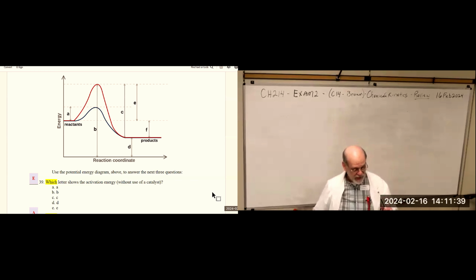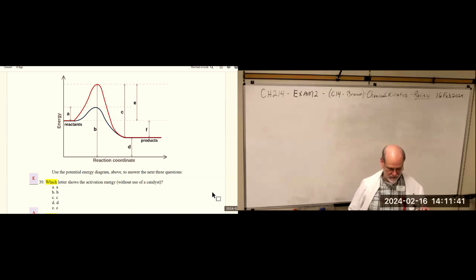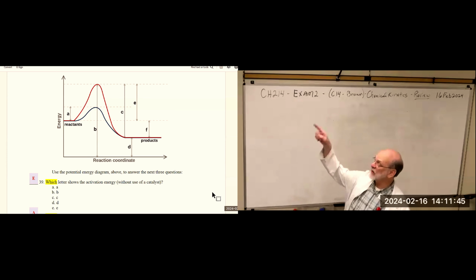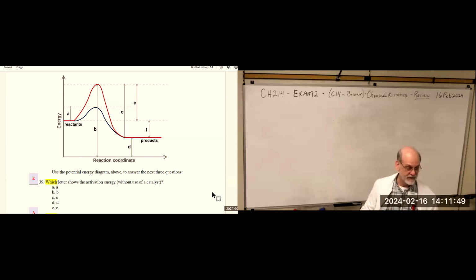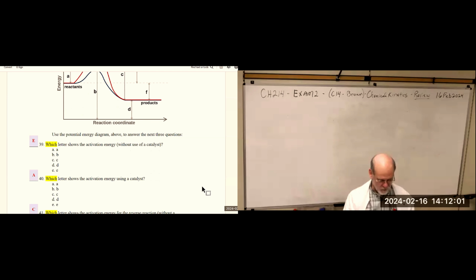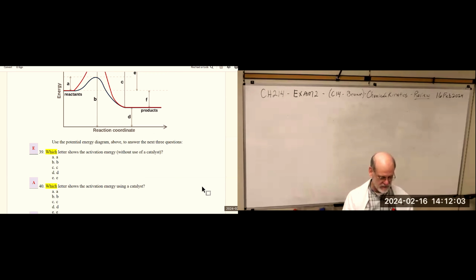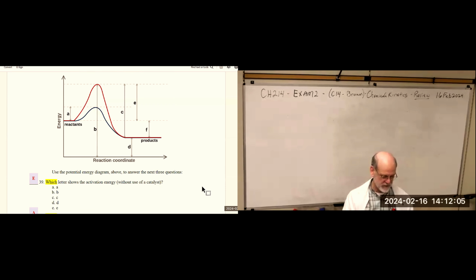Which letter shows the activation energy without a catalyst? We go from reactants to products. We've got to go up over the hump. So which one is without the catalyst? It's always the biggest hump. That's the red one. Yeah, it would be E. So E would be the activation energy for the uncatalyzed reaction. For the catalyzed reaction, you need the small hump, which is a distance of A.